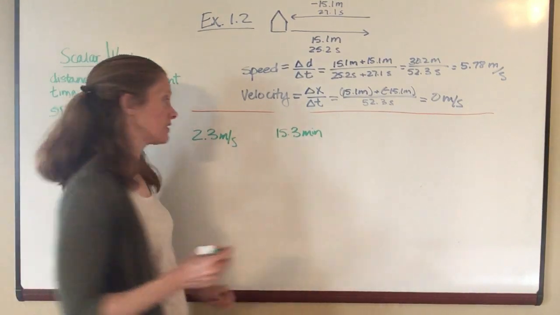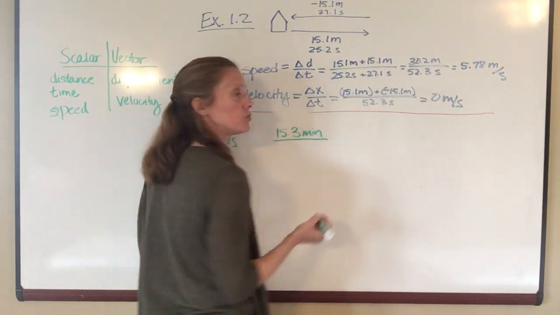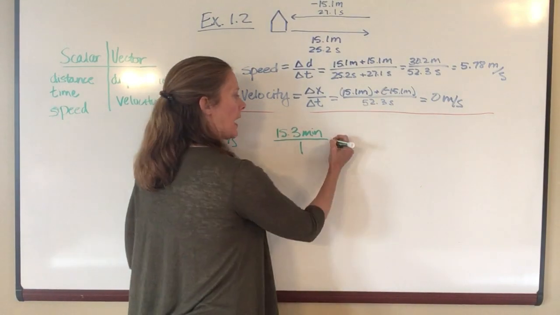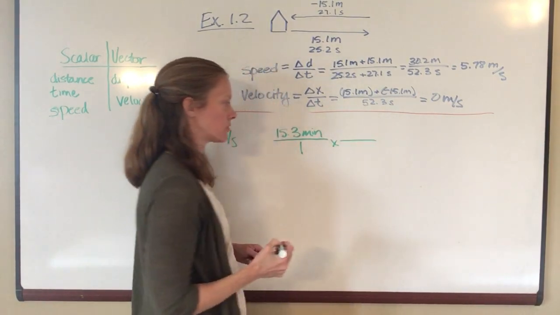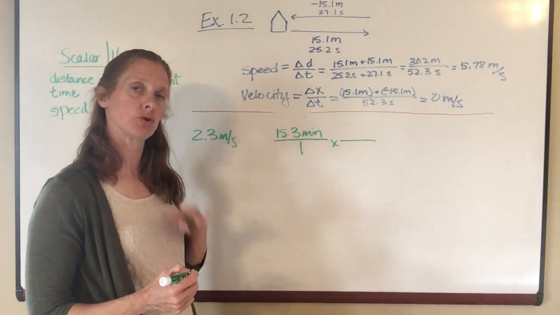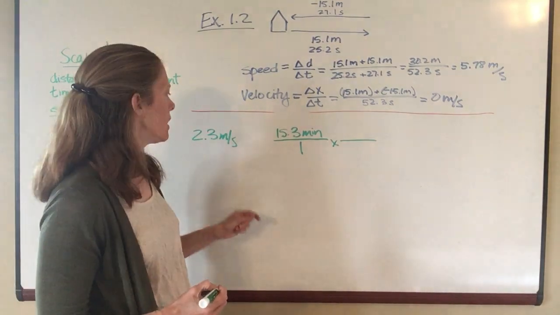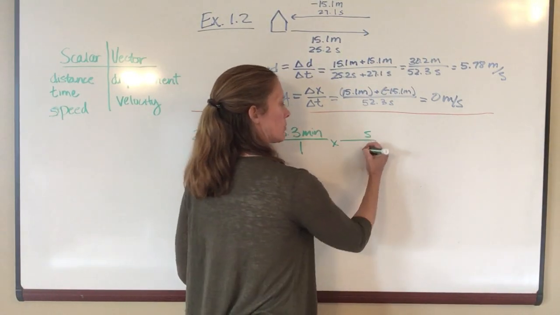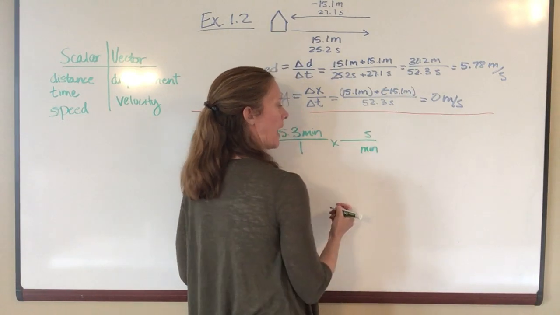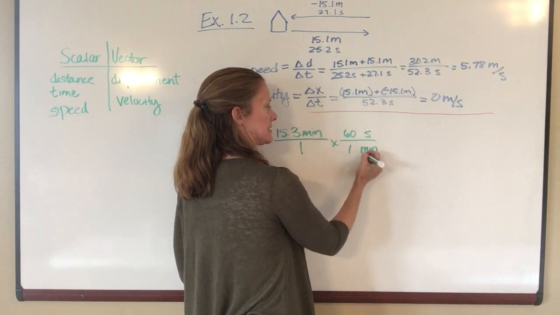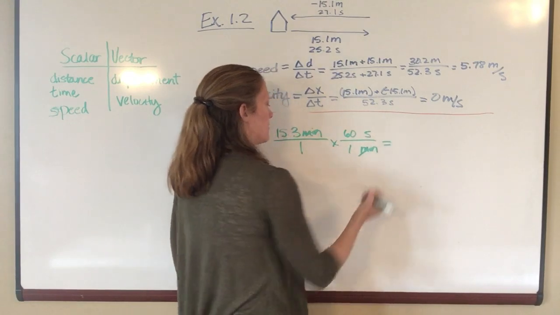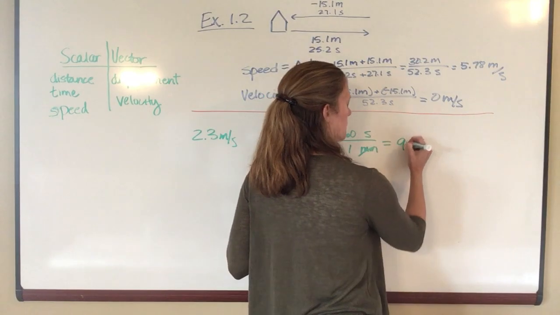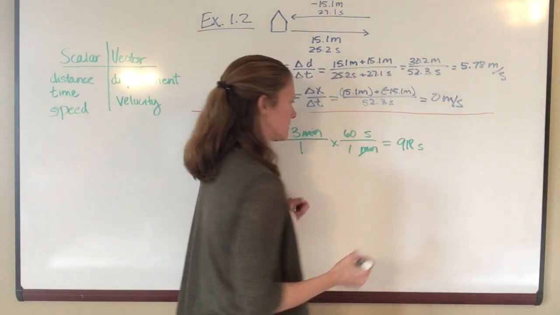This conversion should be relatively simple. Remember that when you do conversions like this, you always take what they give you and you put it over 1, and then you're going to arrange your conversion factor so that you cancel out the part that you do not want and you get the part that you do want. So since I want seconds, I know that seconds has to go on the top. I'm trying to get rid of minutes. Minutes has to go on the bottom. In 1 minute, there are 60 seconds, so minutes cancels out. And then when I take 15.3 times 60, that's going to give me 918 seconds.